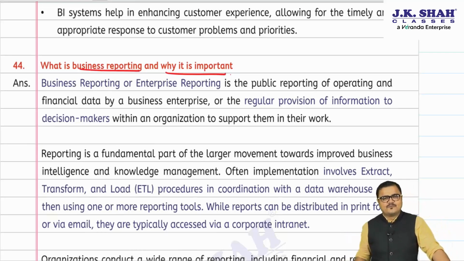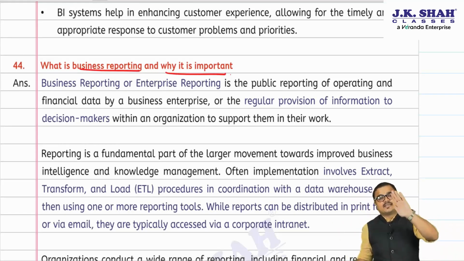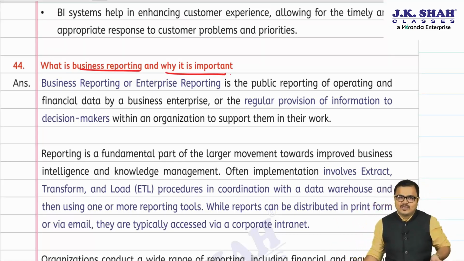Before I proceed further, let me tell you one thing, Chartered students: referring only to the JKSC material, I think, is enough. Why? Because every question of the RTP, whatever we are currently doing, is already there in our JKSC material. It's a very fantastic material, people.